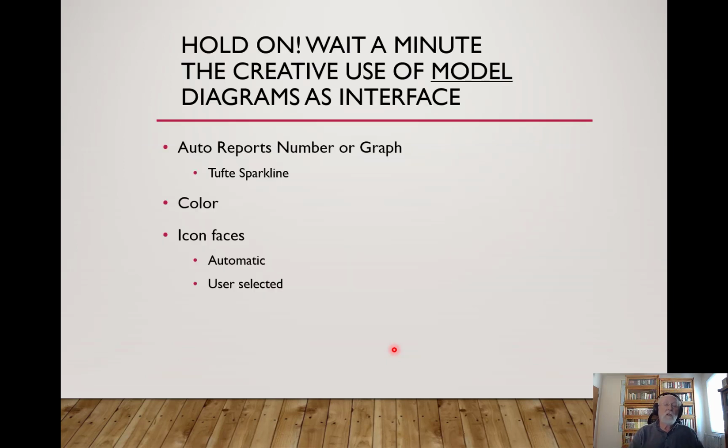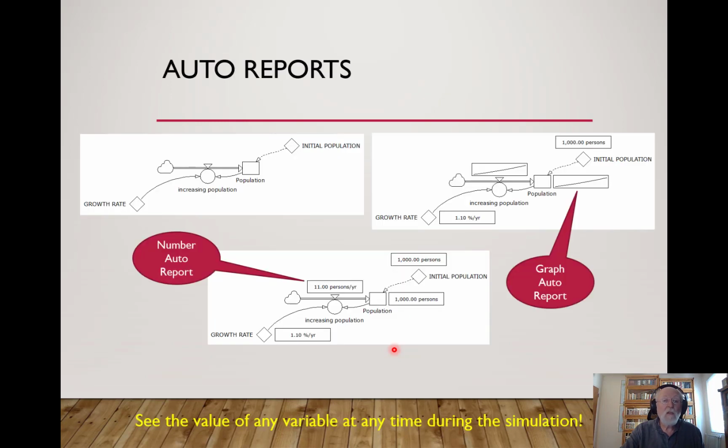So, I'm taking a pause here. Wait a minute. I'm using all these sophisticated tools. It turns out in Studio, the model canvas, the working area, can also do some pretty cool interface stuff. Watch this. We can implement what's called the Tufte sparkline. But let's take a look at this.